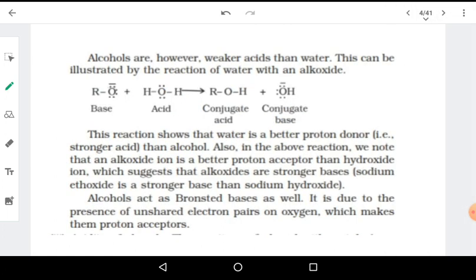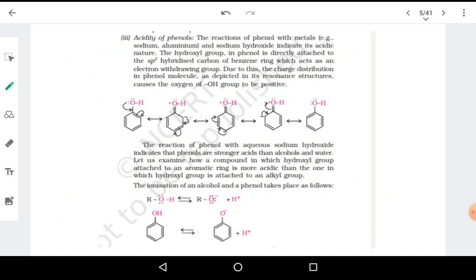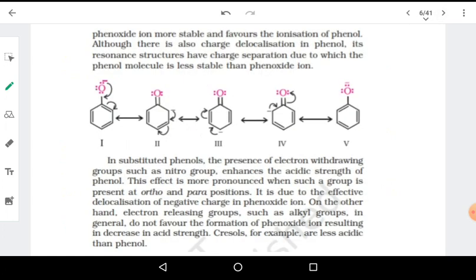Let us now talk about another reason, that is the acidity of phenols. If we see the splitting of phenol, H plus moves out, so we get a phenoxide ion here. This phenoxide ion is more stable, and as a result it helps in the ionization of phenol. So that is another reason why phenol is more acidic.